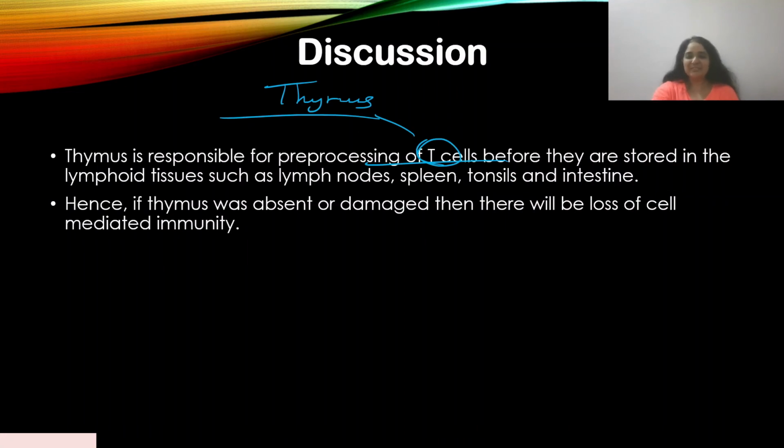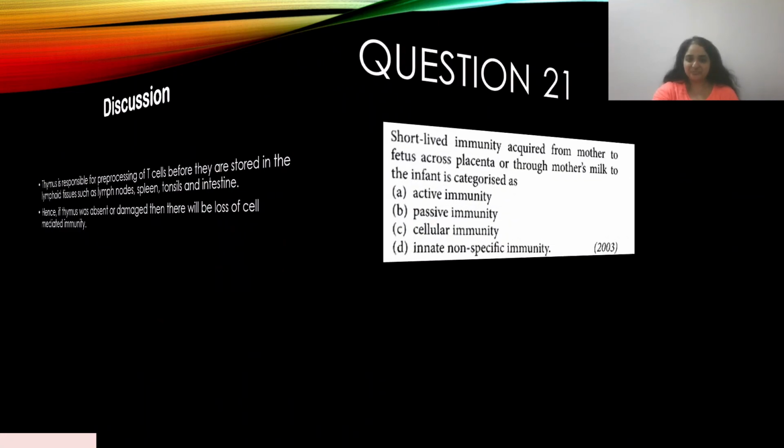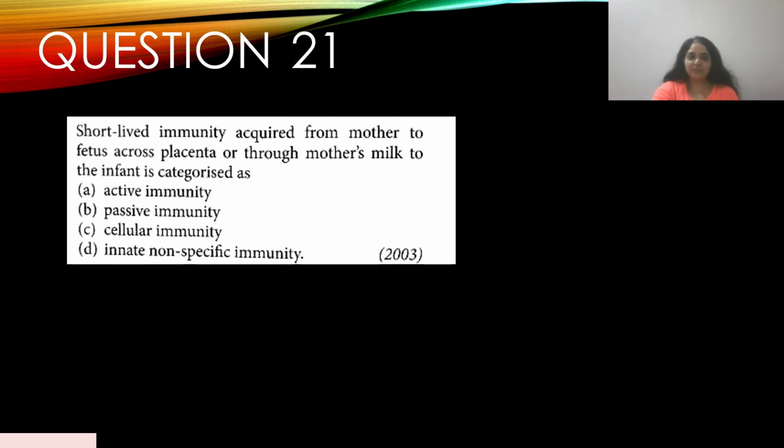And let's move on then. Question 21. Short-lived immunity acquired from mother to fetus across placenta or through mother's milk to the infant is characterized as, we discussed this before, right? This appeared in 2003. You have active immunity, passive immunity, cellular immunity, innate, non-specific immunity. None of them are correct except for B.